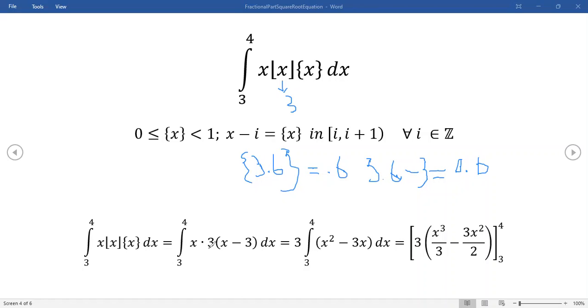From left to right, the x is the x, right? The floor of x in this interval is 3. And then the fractional part of x changes to x minus 3. So you see, you get a fairly straightforward integral. This part right here is just the fundamental theorem of calculus where you find an antiderivative. This guy right here would be the antiderivative of this integrand.